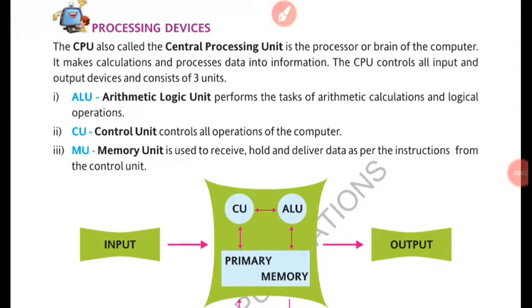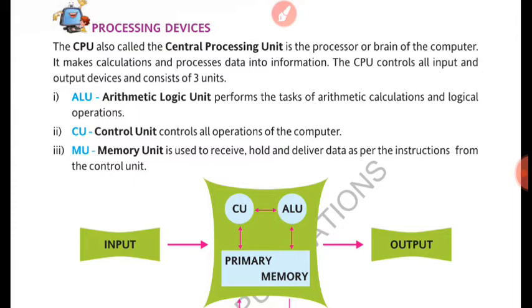This is the third part. In this part, we will come to know about processing devices as well as storage devices. Processing devices are those which do the processing of the instructions which are given to the computer, because whatever instructions we give to the computer, that needs to be processed.